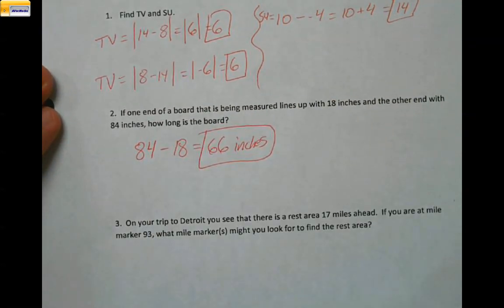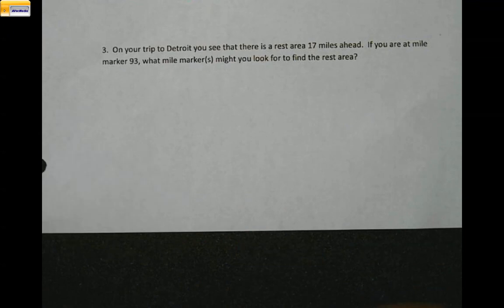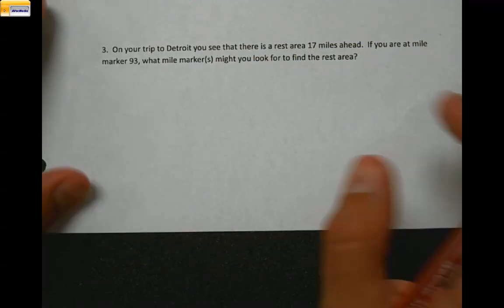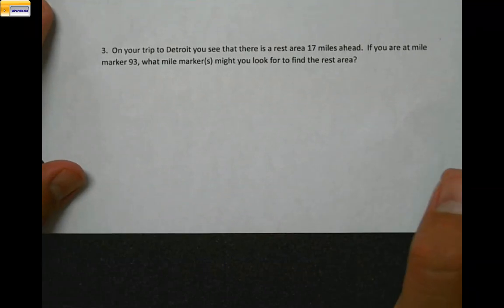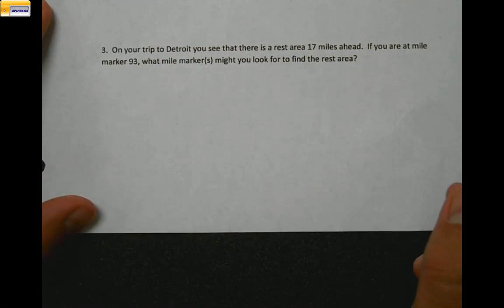Okay. Then our last one, again, there's lots of ways that we could look at a problem like this. I'm going to try to do it the more logical way, the way we probably would in real life. But there's a way of applying our math definition to it as well. We might talk about that in class a little bit more. So it says, on your trip to Detroit, you see that there's a rest area 17 miles ahead. You're at mile marker 93. What mile marker or markers might you look for to find that rest area?